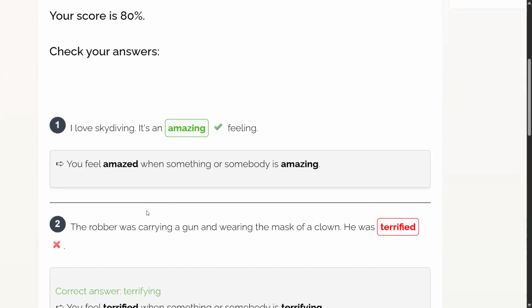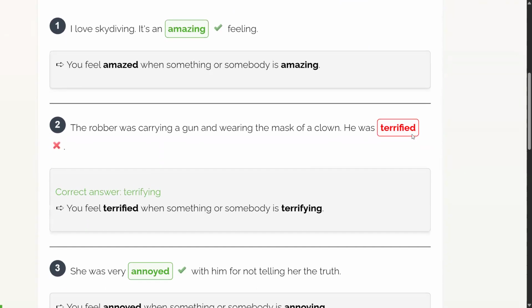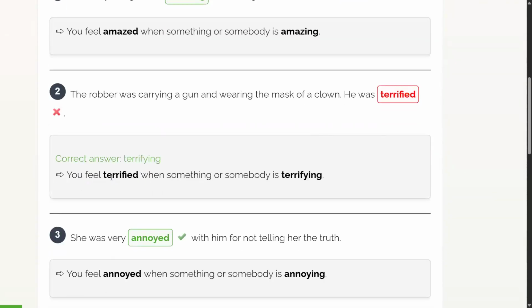Okay, 2. We failed 2. What happened here? The robber was carrying a gun and wearing the mask of a clown. He was terrified. Now, you feel terrified when something or somebody is terrifying. But in this case, he was terrifying. It's not that the robber here feels terrified, okay? It doesn't mean that. In this case, this is another function of ing and ed.